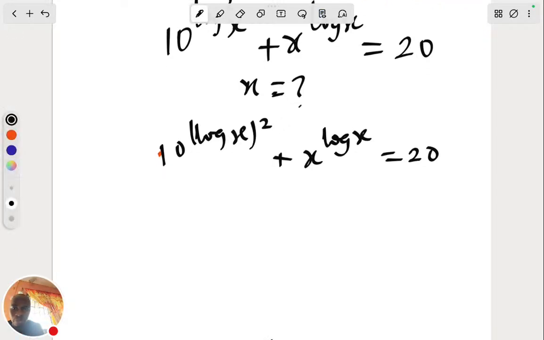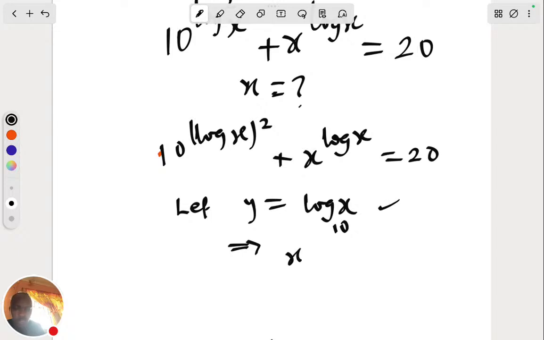All right, so moving on. We are going to do replacement. The replacement is that we let y be log x. So anywhere we see log x, we replace with y. Now writing this in exponential form, because this log x automatically has base 10, we're going to have x equals 10 to the power of y.